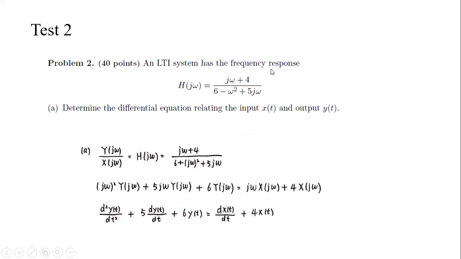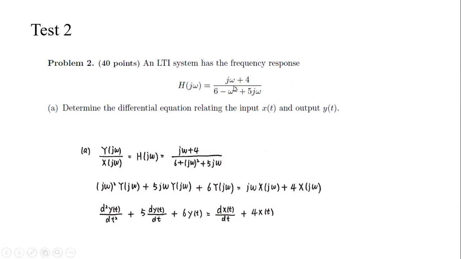This is the last problem. This is in your text 2. And this is the frequency response, and determine the differential equation relating the input signal x of t and output signal y of t. I think this is very easy. If here I write plus j omega squared, if I write in this way, it will be very easy.